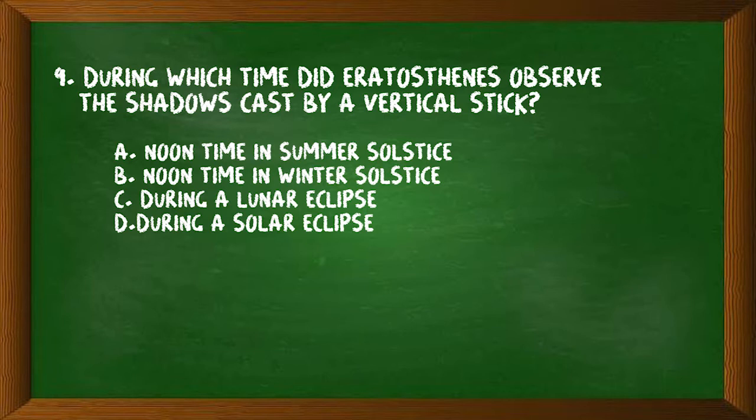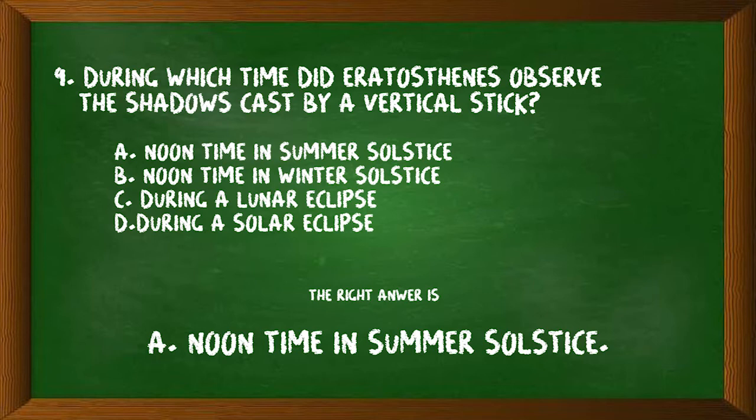During which time did Eratosthenes observe the shadows cast by a vertical stick? A. Noontime in summer solstice. B. Noontime in winter solstice. Letter C. During a lunar eclipse. And letter D. During a solar eclipse. Go! Time's up! The correct answer is letter A. Noontime in summer solstice. And for our last question, question number 10.